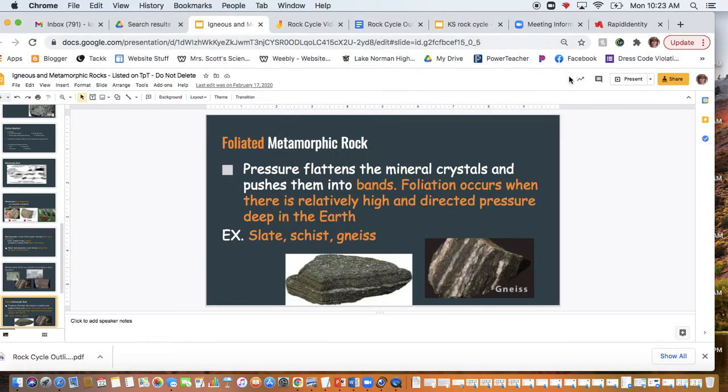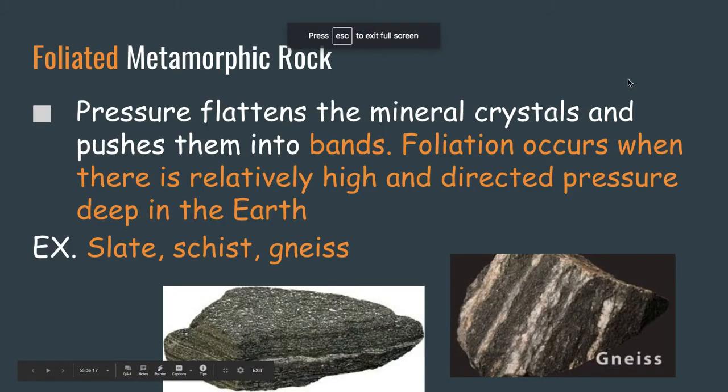Okay, going back here. Awesome. Some examples of this would be slate, schist, and gneiss. All right, so there's our pretty stripes in gneiss. This is, I think this is schist, I think being the operative word. But you can see the banding patterns.